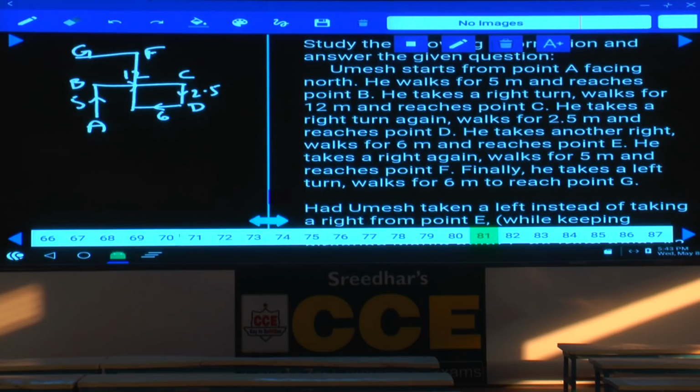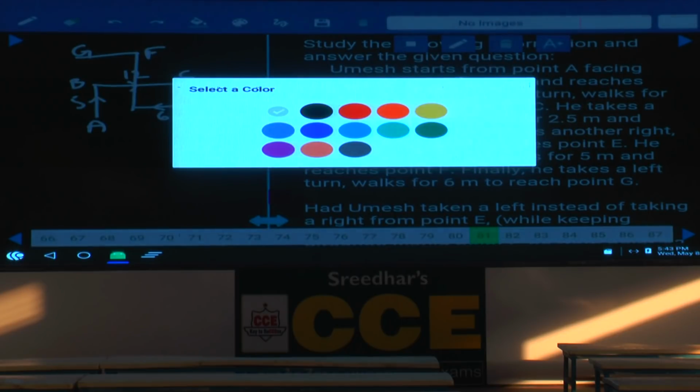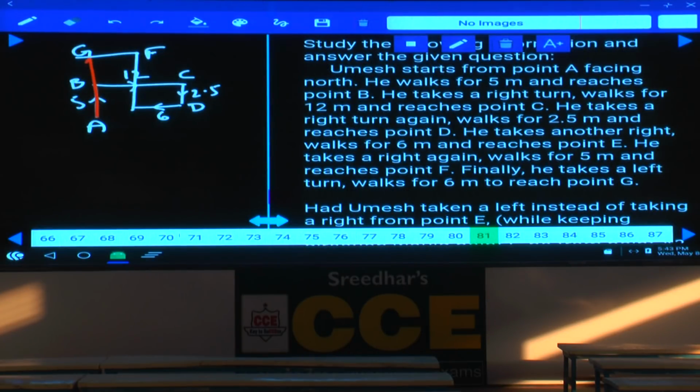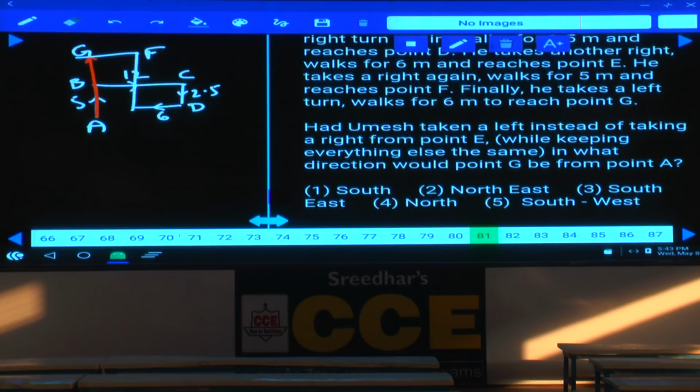Done? That means these two are the vertical straight line, isn't it? A and G. Then had Umesh taken a left instead of taking right from point E. From point E, instead of left, if he has taken towards right hand side, then in what direction would point G be from point A? Then what happens here? Then F will be here. After this F, then G will be here.